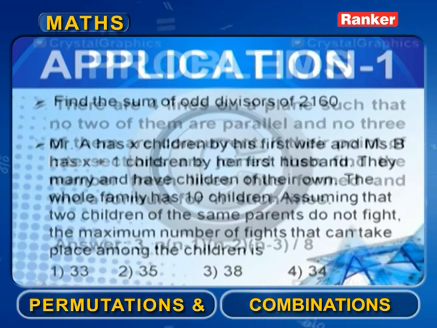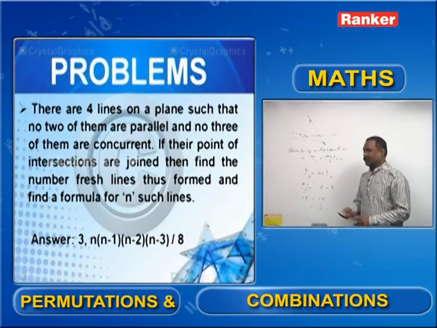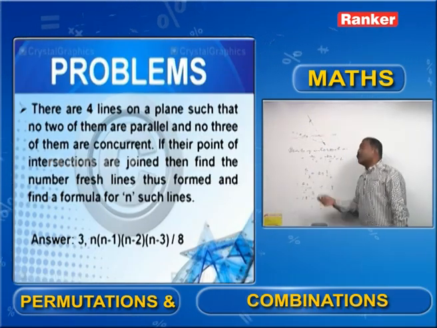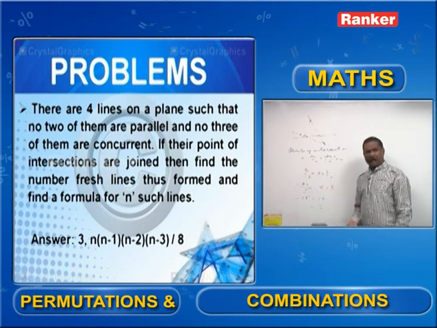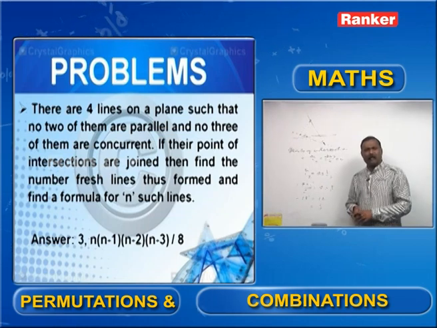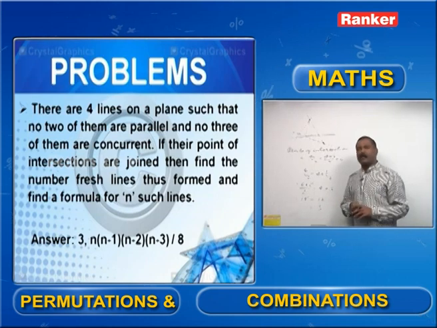So what is the continuation? Find the number of fresh lines thus formed and find a formula for n such lines. And we need a general formula for that. For 4 lines, we have derived it. For 5 lines, what should we do? For 6 lines, what should we do? The same concept can be applied, of course. That is why I explained it. And if you can write it for n lines, it can be taken as a general formula.